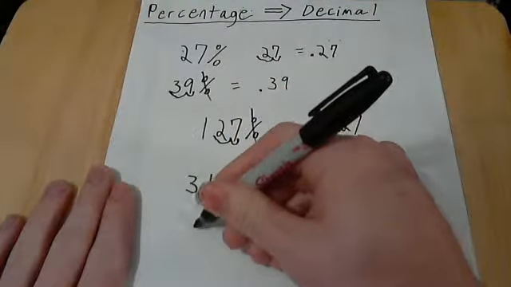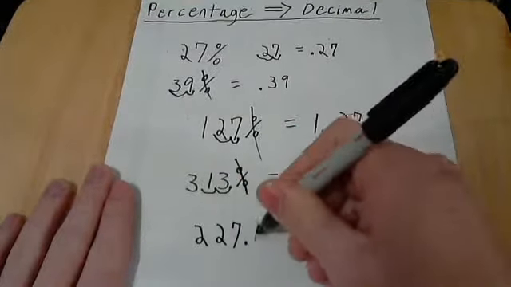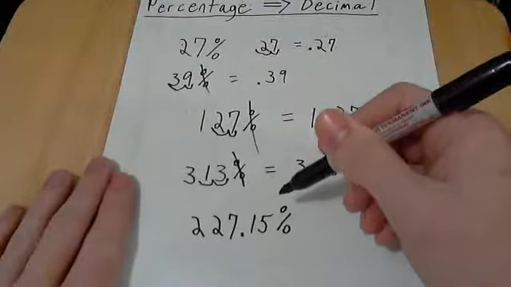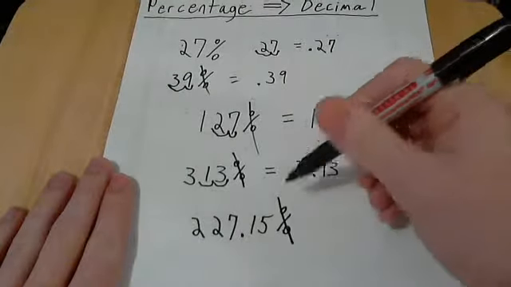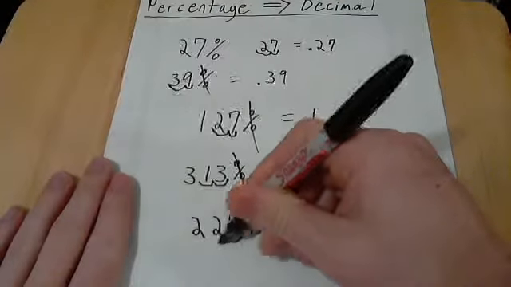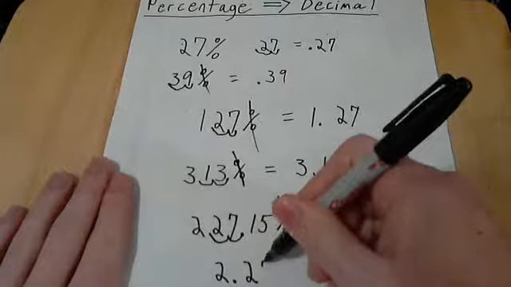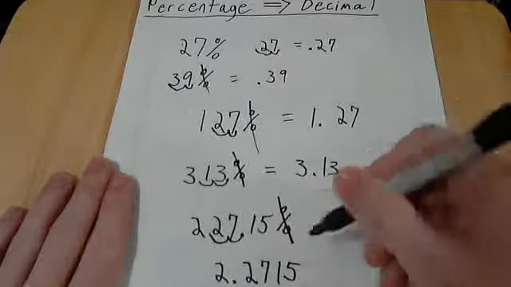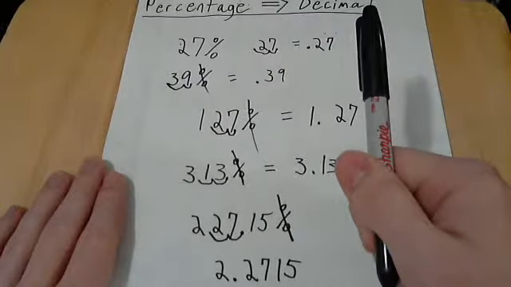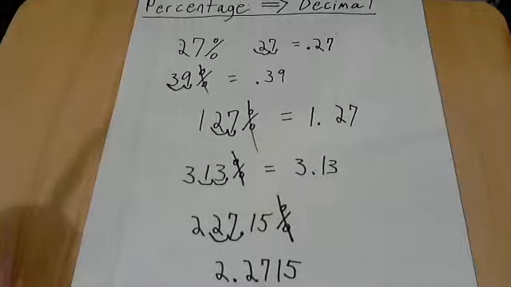Let's take 227.15%. So same concept, let's just get rid of this percentage sign, and let's move our decimal 2 places to the left, and it will give us 2.2715 as our decimal. So that's how you go from a decimal to a percentage and a percentage to a decimal. It's a pretty simple concept once you have seen this.